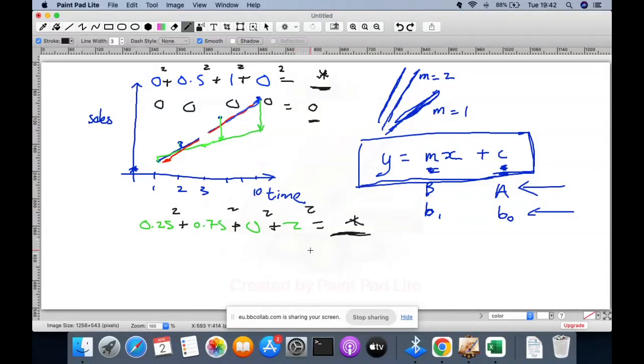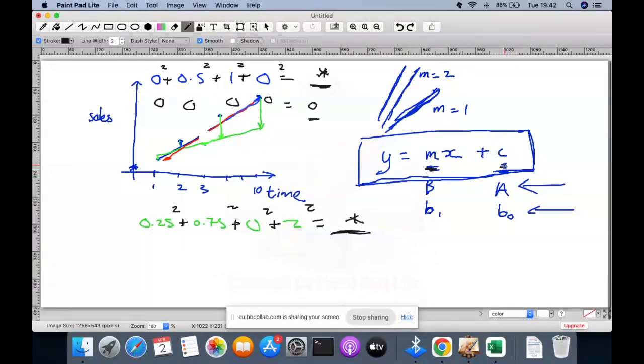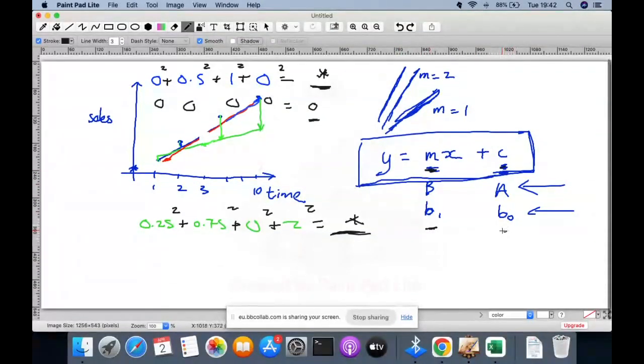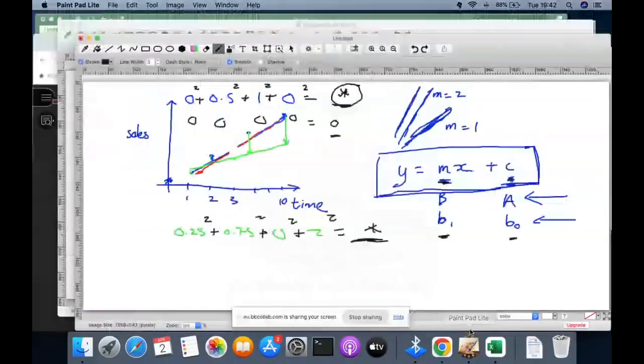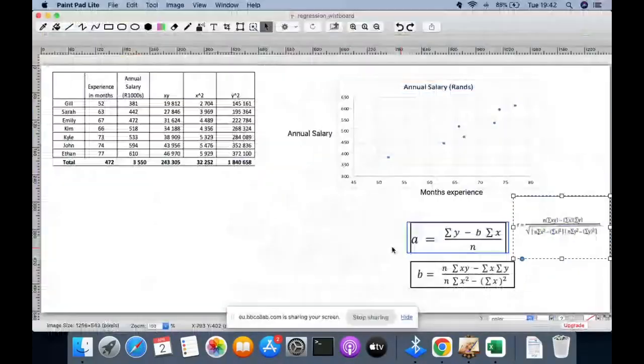And lucky for us, there are equations. You don't need to memorize the equations, but there are equations given to us that tell us what the slope, this m value, and the c value, or in other words, the b1 and b0, are for that specific line that has the minimum distance. And that is these equations here.